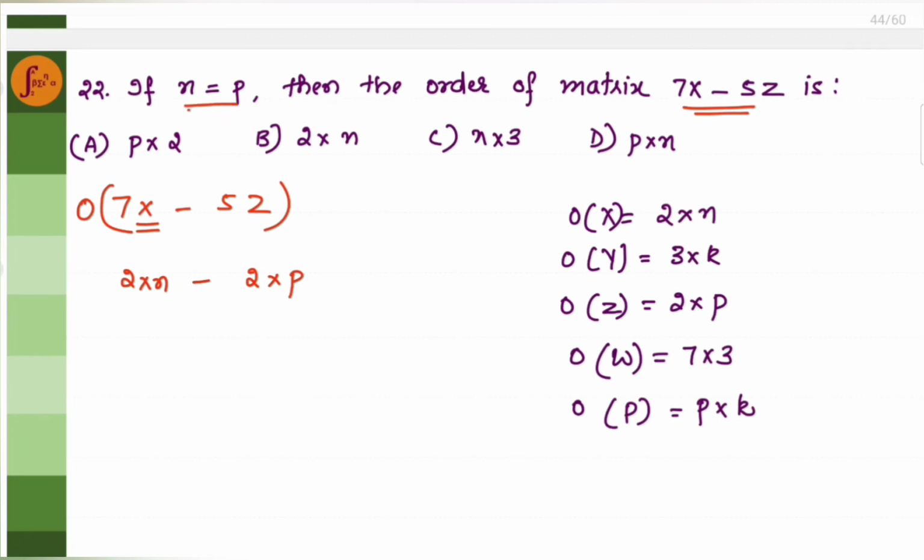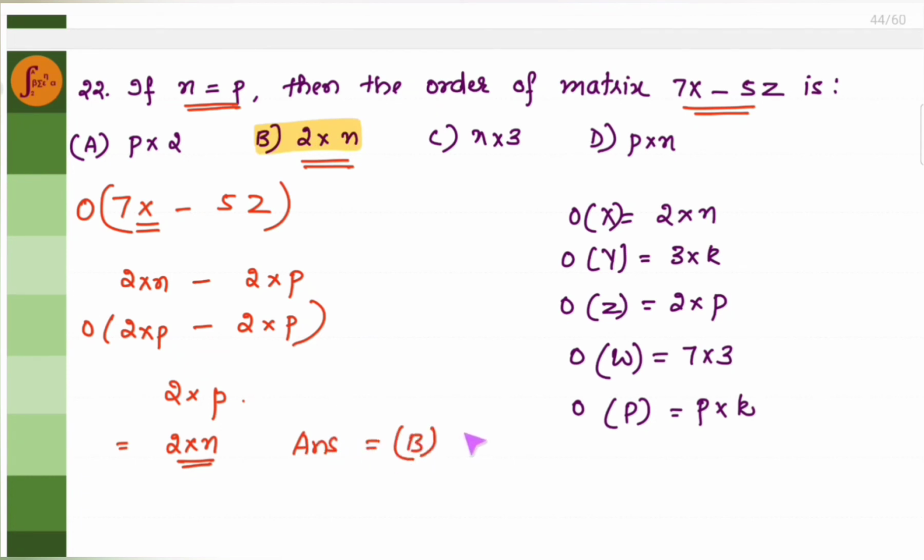They have told that N is equal to P, which means instead of N, we can write it as P. So 2 into P minus 2 into P. The final order should be the same, right? So the order is 2 into P. But here there is no option called 2 into P. We have 2 into N. They've already stated that N is equal to P, so it will be 2 into N, because P is equal to N. So the right answer is B. Answer is option B, which is 2 into N.